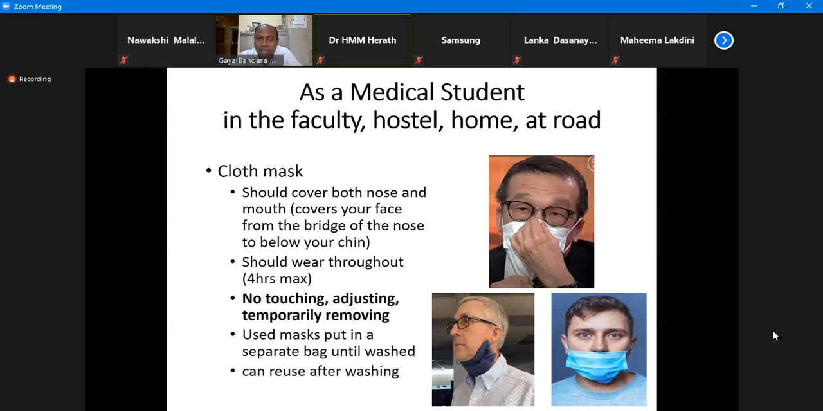If it is a cloth mask, at the end of the day, you can wash and reuse it. Until you wash it, you have to collect it into a separate bag.